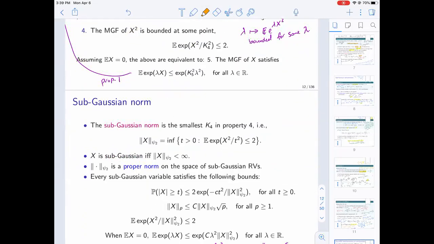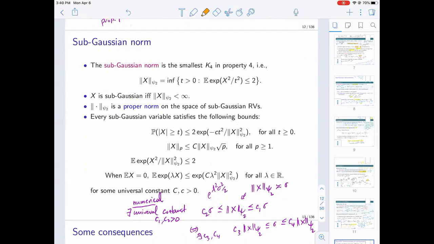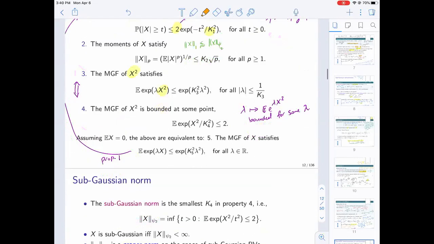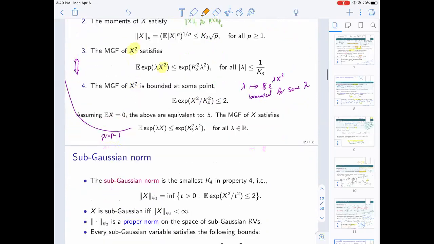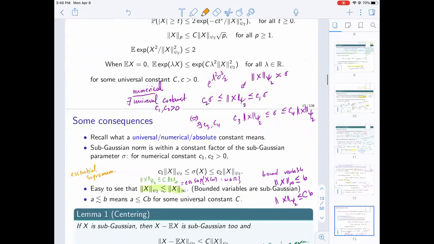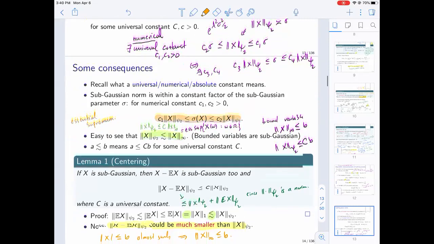This gives us this notion of norm. We can define a norm on the set of sub-Gaussian variables, which is the smallest t for which this MGF is finite. And the two is for convenience. You can verify this is a valid norm. All the other constants in these characterizations are within a universal constant of that norm. For example, the sub-Gaussian parameter in particular is within a constant factor of the sub-Gaussian norm. So all the bounds of the Hoeffding bound you can write in terms of the sub-Gaussian norm.